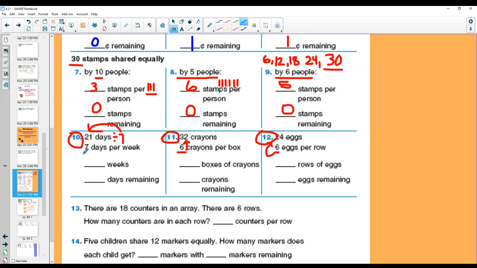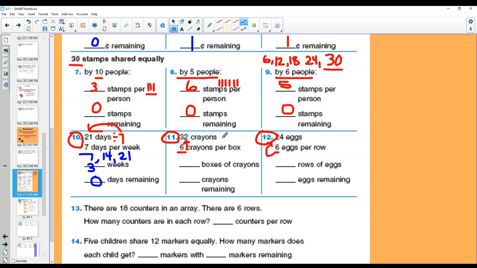Hopefully you got the answers, and now you're correcting. 7 plus 7 is 14. 14 plus another 7 gets me to 21. That means I had 3 weeks. 1, 2, 3 weeks. No days left over.